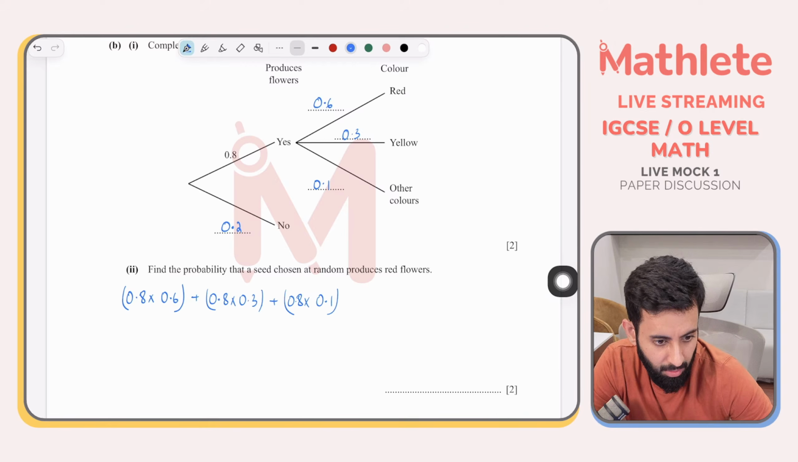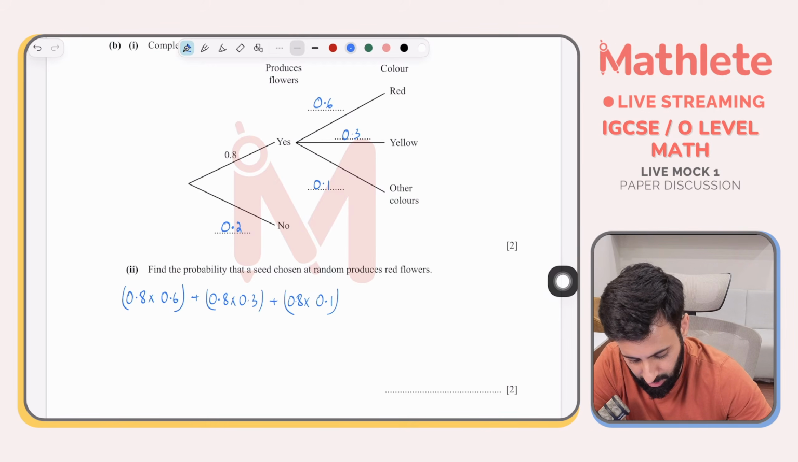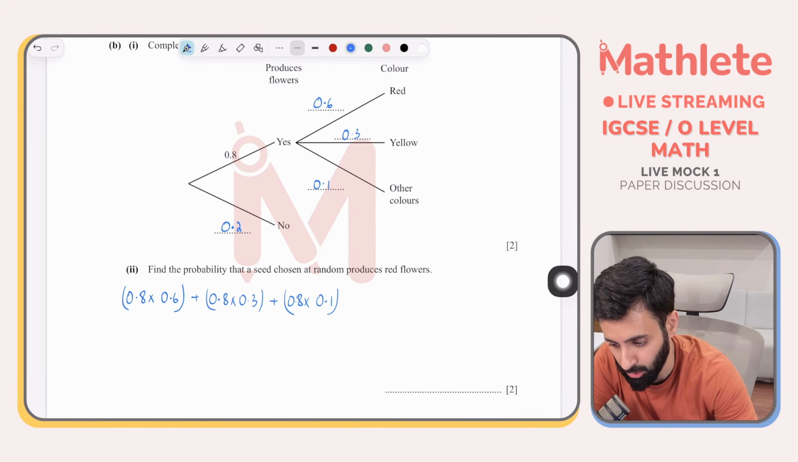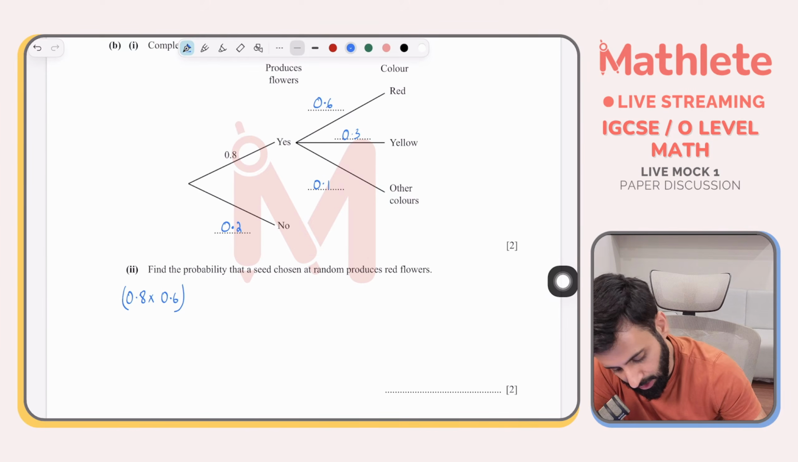Okay. Let's work this out. Let's see what we get. 0.48, 0.24, 0.08. Oh, it says red flowers. I thought it only said, wait. Okay, sorry, my bad. Only red. So that's going to be 0.48.